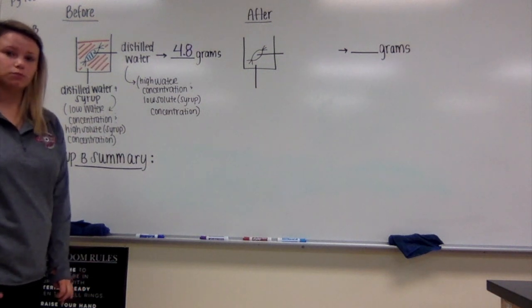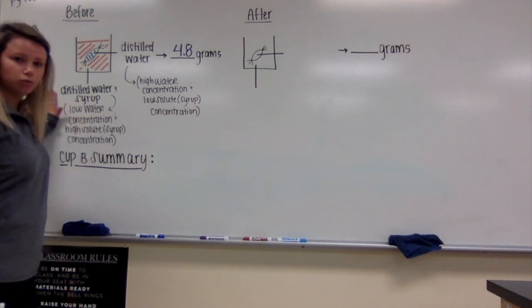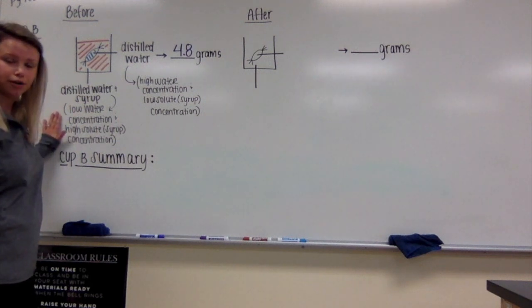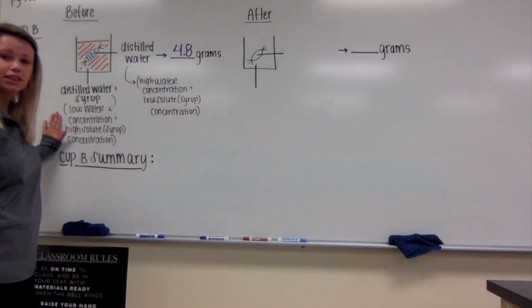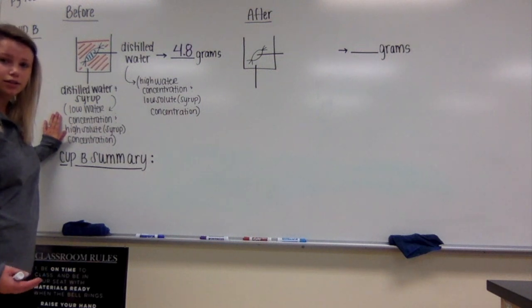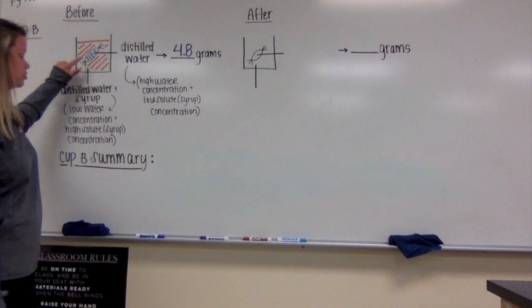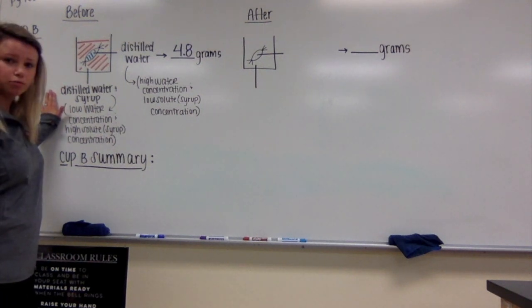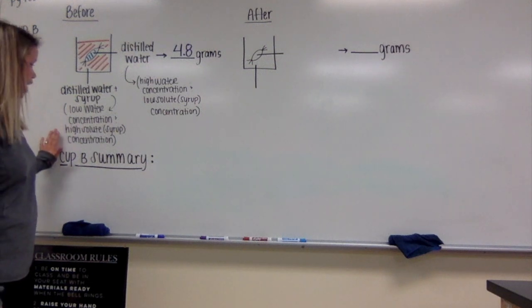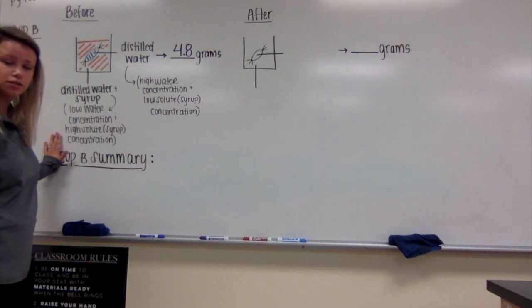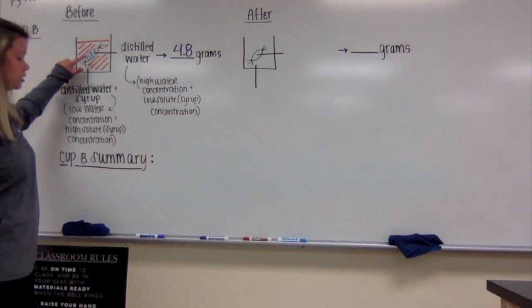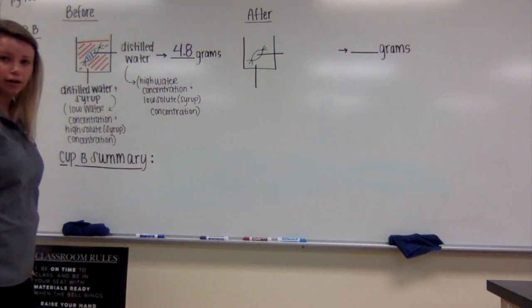So, as a reminder, our distilled water and syrup mixture is a low water concentration because there's less water in the cup compared to in our dialysis tubing bag. In our distilled water and syrup, there is also a high solute or syrup concentration, and that's because there's more syrup in the cup rather than in the dialysis tubing bag.